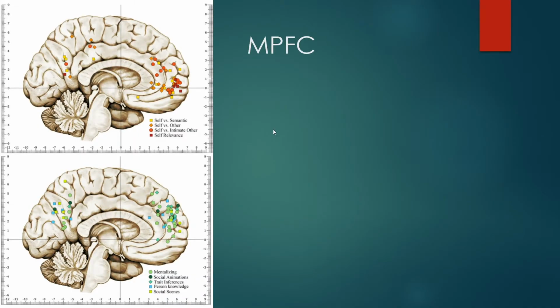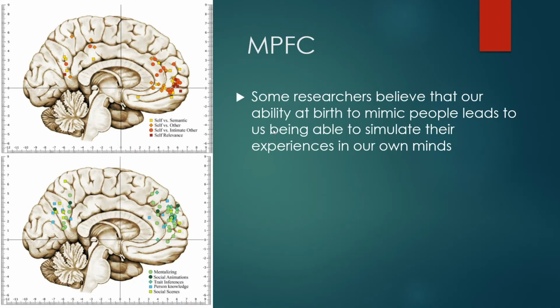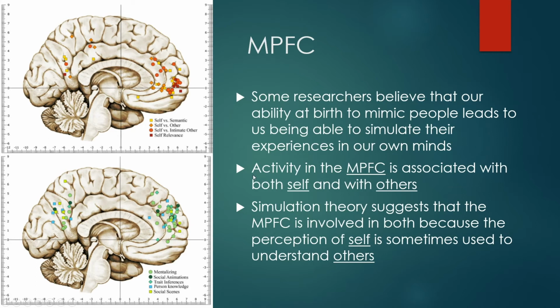So we'll start with the MPFC, the medial prefrontal cortex, kind of my favorite brain region. It's right on the midline of the prefrontal cortex, and really heavily involved in social stuff. We went over mimicking people, and how it leads to our ability to simulate other experiences and other people. What they've found is that activity in the medial prefrontal cortex lights up when we're thinking about ourselves, but also when we're thinking about other people.